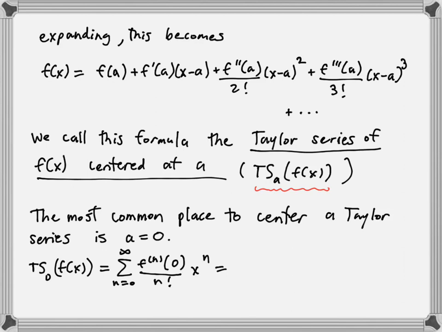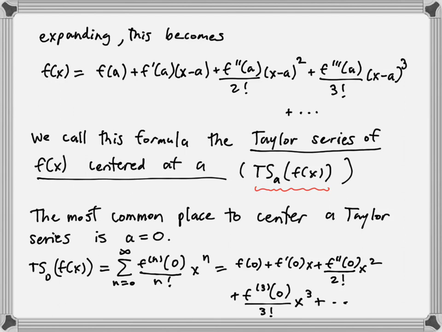This is the same as if we were to write out all these terms, it looks like this. f of 0 plus f prime of 0 times x plus f double prime of 0 divided by 2 factorial times x squared plus the third derivative at 0 divided by 3 factorial times x cubed. There you go.